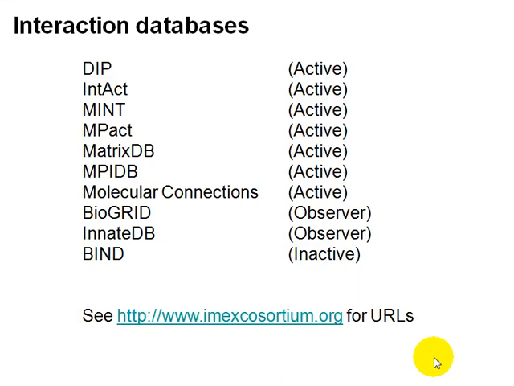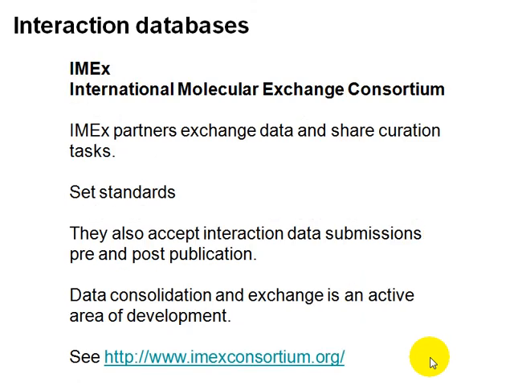For historical reasons, there are a large number of interaction databases that all started up in the early 2000s. The ones that we integrate are shown here, with the exceptions of MPIDB, InnateDB, and MatrixDB, which will appear in release 8.0 of iRefIndex. All of these databases are part of the IMEX consortium, which was formed around 2005, and this consortium does a number of things. First of all, they exchange data with one another and share curation tasks. They split up the curation of various journals. They set standards, and they also accept interaction data submissions pre and post publication.